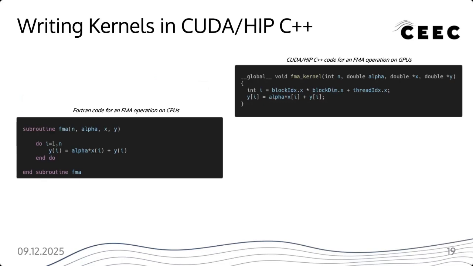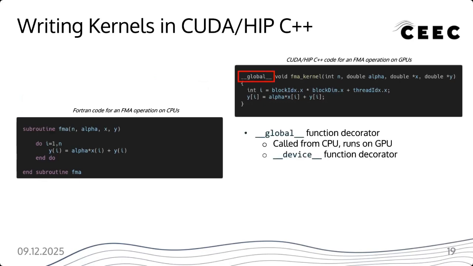It looks very similar to all other C or C++ code, except for a few notable differences. One is this global decorator. This global decorator tells us that this is a GPU function, specifically one that is called from the CPU and runs on the GPU. And then you might sometimes also see or use the device function decorator, which is a function that is called from the GPU and runs on the GPU. So both run on the GPU. The difference is where they're called from. Okay, we launch a global function and then we call device functions from within other device functions.